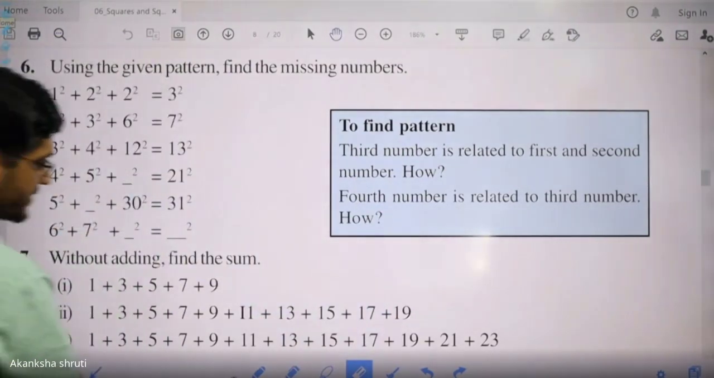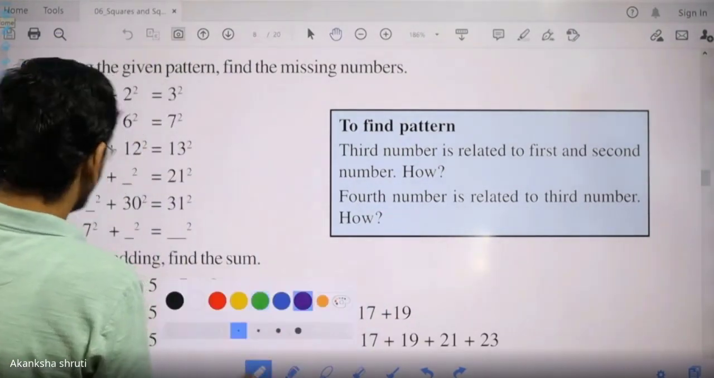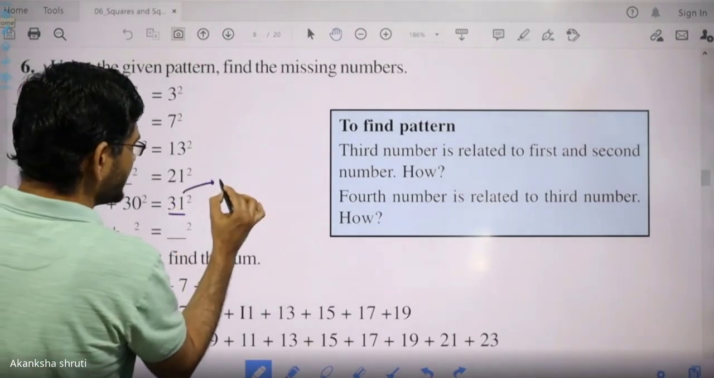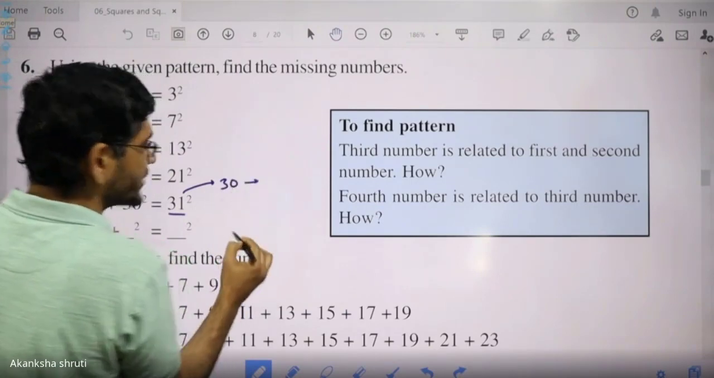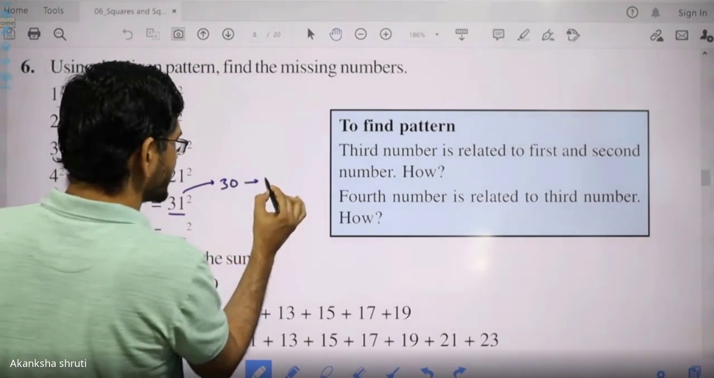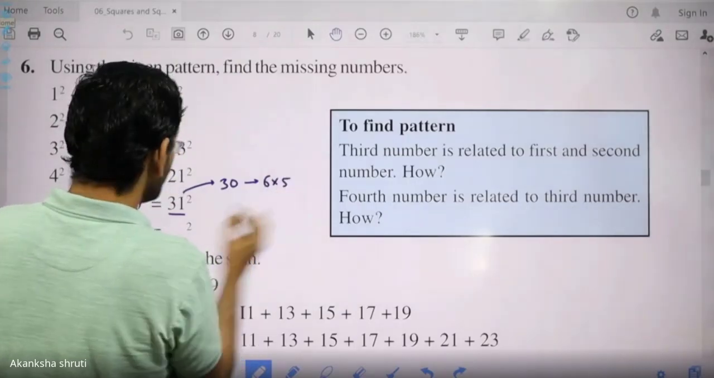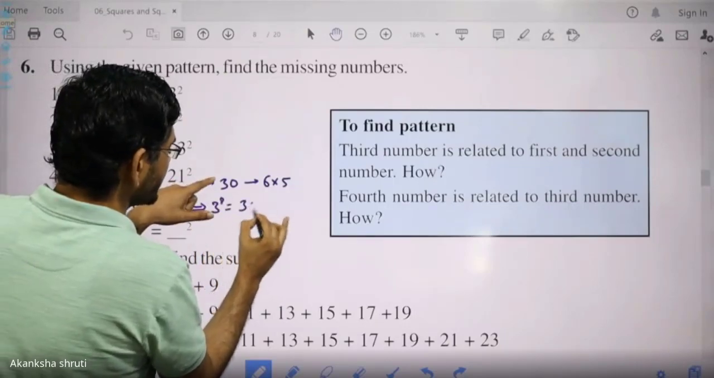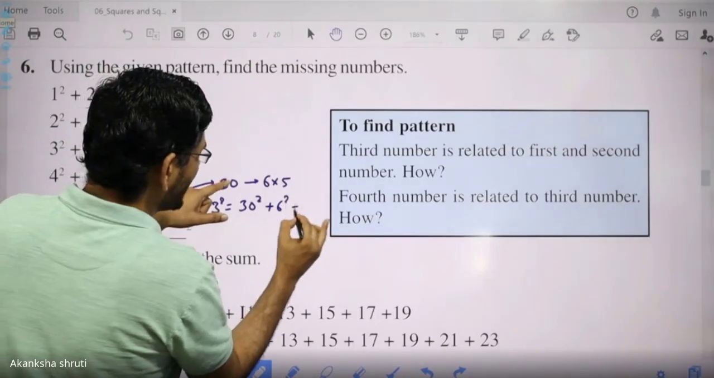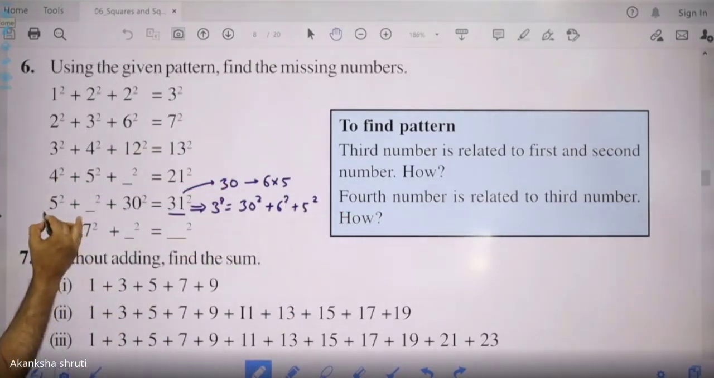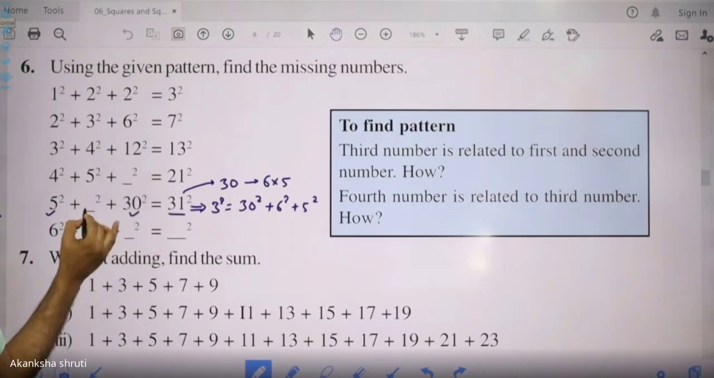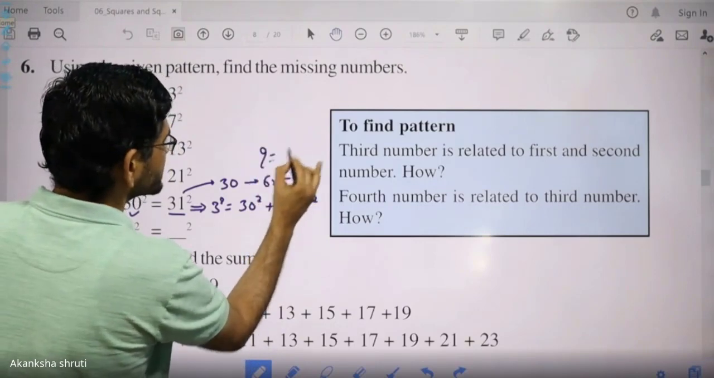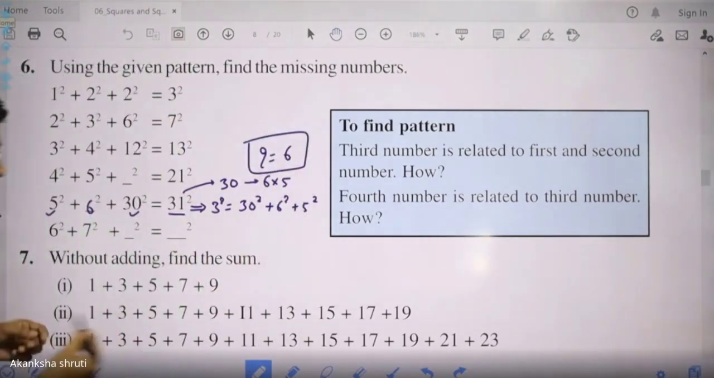Students, let us consider this 31. Take the number before this 31. It is 30. Write this as the product of two continuous numbers: 6 fives are 30, so 6 into 5. Therefore, 31 square will be equal to 30 square plus 6 square plus 5 square. You are observing that it is 5 square and 30 square. Therefore, what we have to fill is the 6. Student, isn't it interesting?